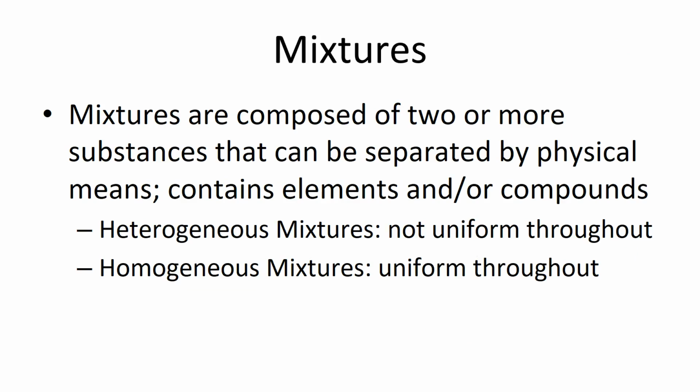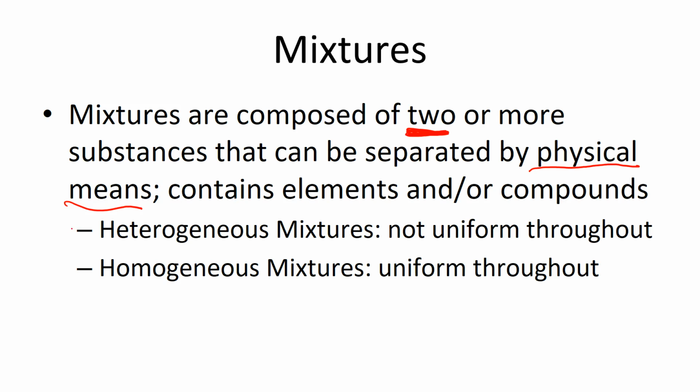So mixtures are composed of two or more substances. Okay, you can't have a mixture if you don't have at least two different things that can be separated by physical means. Okay, and this is important because it's like a salad, right? Like you can pick out tomatoes from a salad if you don't like tomatoes. But if something is chemically bonded together, you can't really separate that without a chemical reaction.